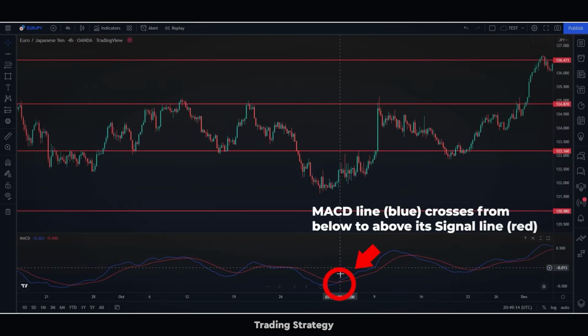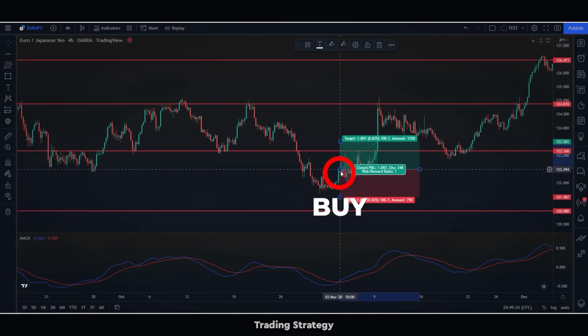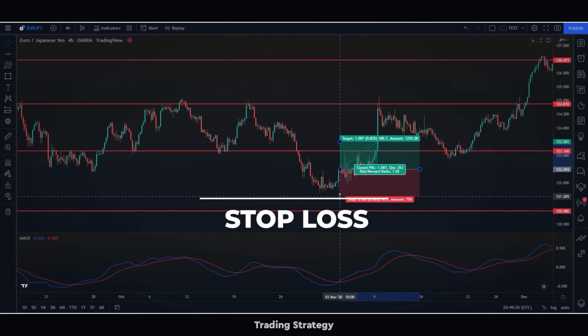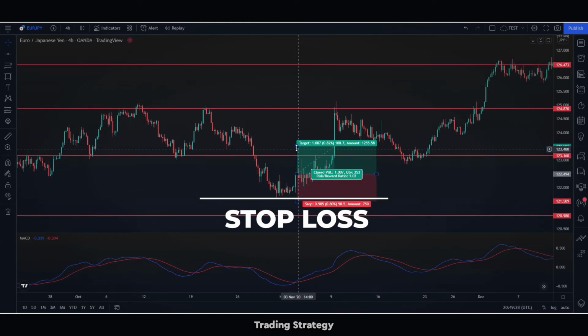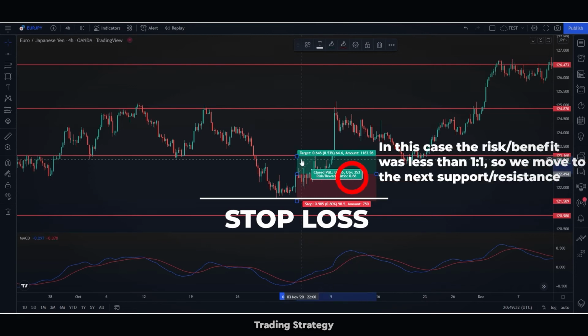We will open a buy trade when the MACD line, blue, crosses from below to above its signal line, red. We open a buy order at the opening of the candle. We will put the stop loss below the last great low, and our take profit in some zone of support or resistance previously marked, as long as our risk-benefit ratio is equal to or greater than 1 to 1, that is, we risk 1 to win 1.